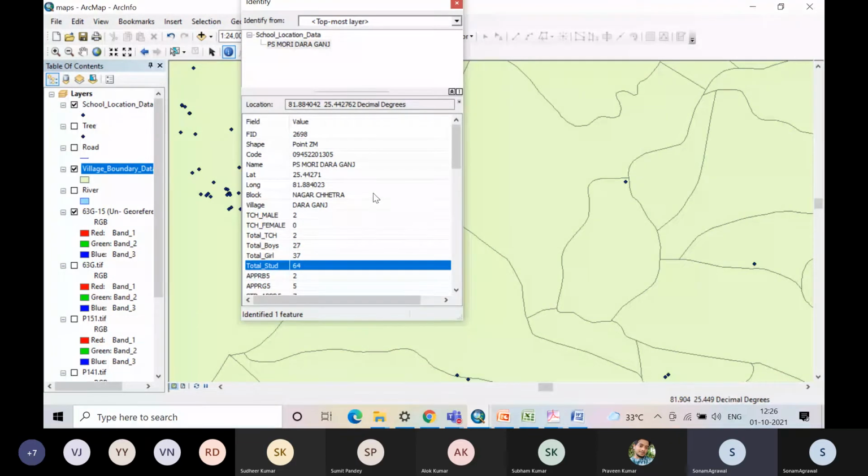Okay. Now, I will take another simple example. Wherever you are sitting, try to write down your own spatial information or spatial data as well as the attribute data. Like, suppose I am creating a layer of students, then what will be the spatial data and what will be the attribute data? Write it down in a copy.